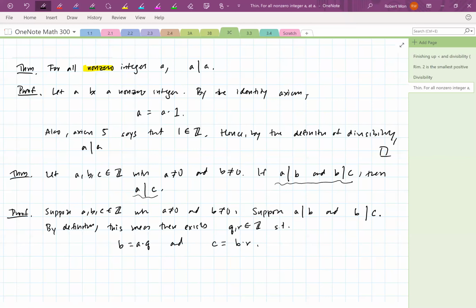What do I want? I want to show that a divides c. So we want an integer, let's call it n, such that c is equal to a times n. But again, you basically know how this proof should go, right? What n will work? I guess q times r should work.